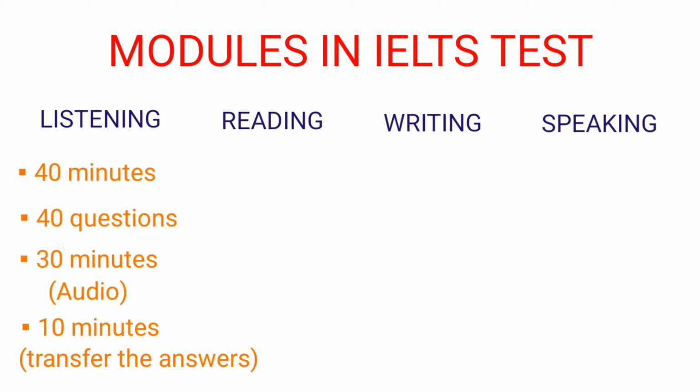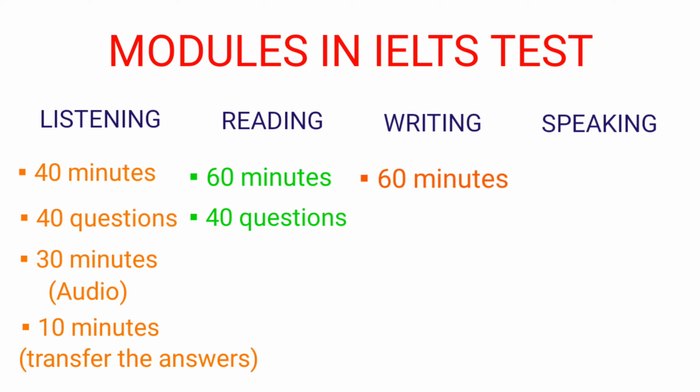Next is the reading test. It is for 60 minutes and there are 40 questions. In this test, make sure that you write the answers straight into the answer sheet because you don't get any extra time here to transfer the answers. Also, it is different for general and academic tests. Next is writing. It is for 60 minutes and there are 2 tasks, task 1 and task 2. It is also different for general and academic tests.